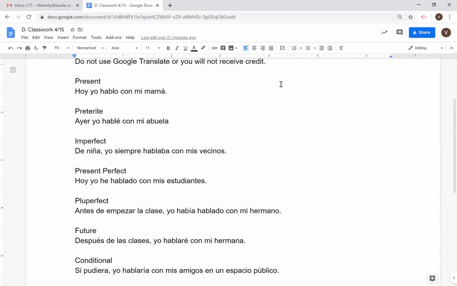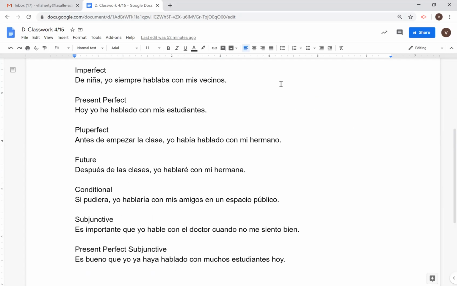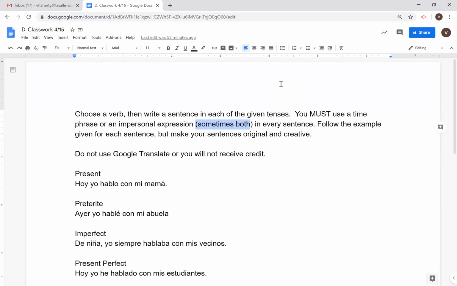Okay. This is gonna be due tomorrow. So you're gonna choose a verb. It can be any verb that you want, any verb that you think you can use 9 times. And write a sentence in each of the given tenses. You must use a time phrase or an impersonal expression, sometimes both, like in the present perfect subjunctive, in every sentence. Follow the example that I gave you for each sentence, but you need to make your sentences original and creative. If you use Google Translate, you will not get credit and you cannot redo it. So make sure that you do this on your own.